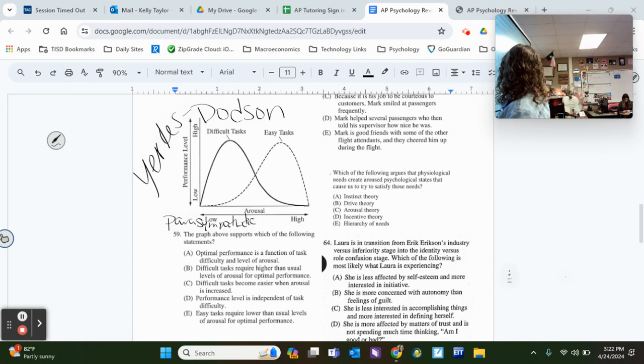Parasympathetic. And then if a bear is chasing you and your heart's beating fast, ooh, I'm sympathetic to the fact that a bear is chasing you. So that's going to be high level of arousal. Sympathetic.